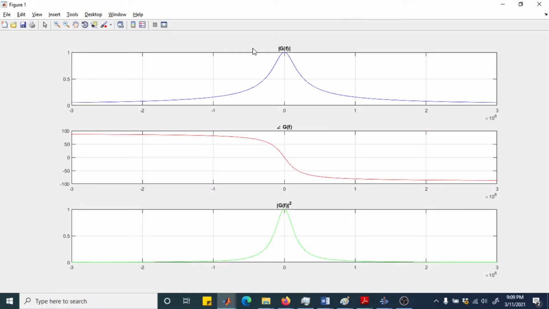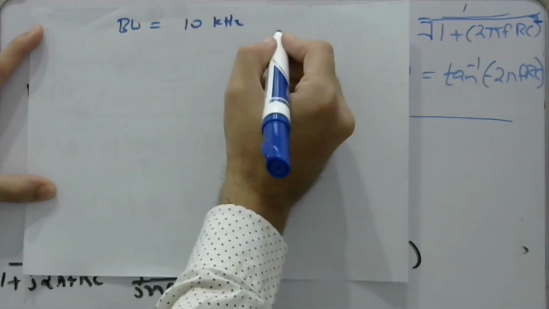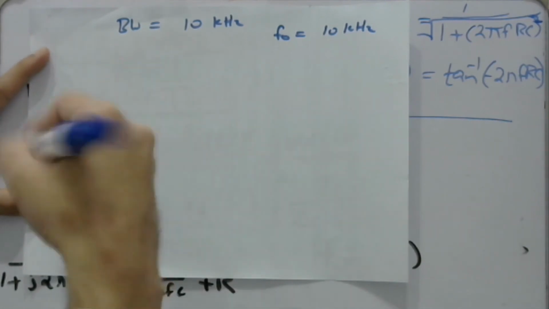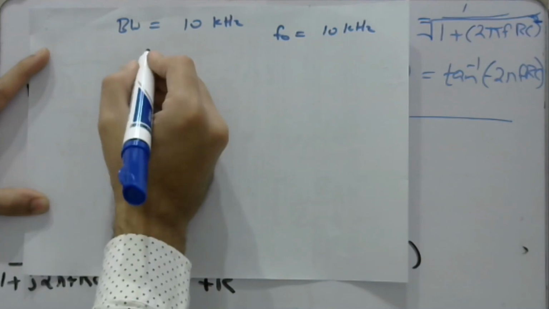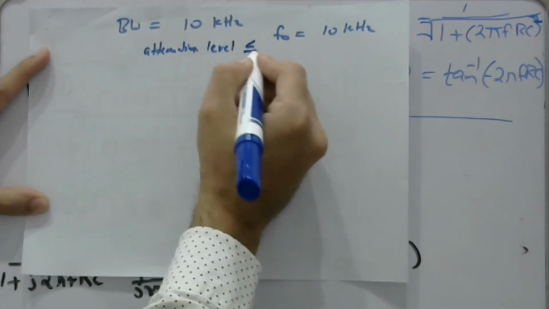Now next we are interested in 0.9 of the magnitude. So if the magnitude drops from 1 to 0.9 and we set the bandwidth to 10 kilohertz, that is 0 to 10 kilohertz, and we allow the attenuation to drop up to 0.9, what are the values of resistor and capacitor that are desired? Now we have the bandwidth of 10 kilohertz, that is the cutoff frequency f naught is simply 10 kilohertz, and at the same time the attenuation level should be less than or equal to 0.9.